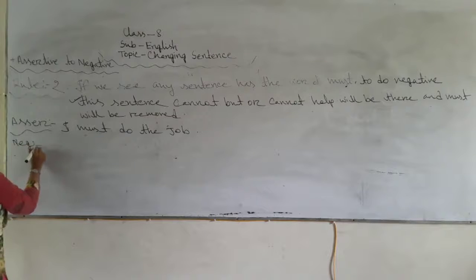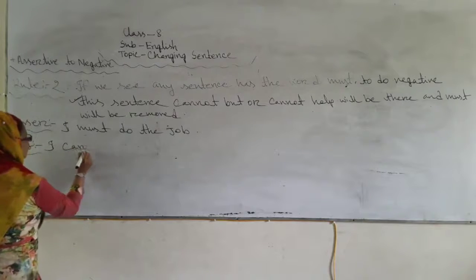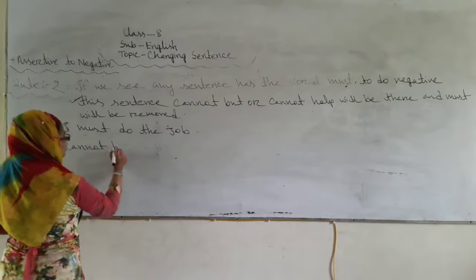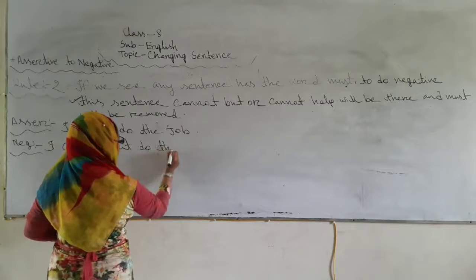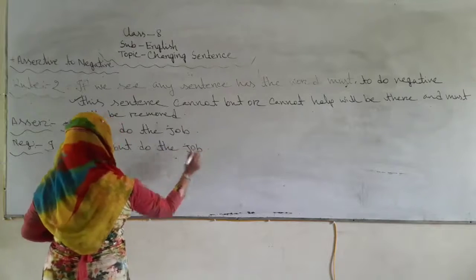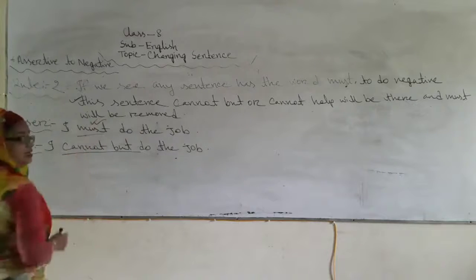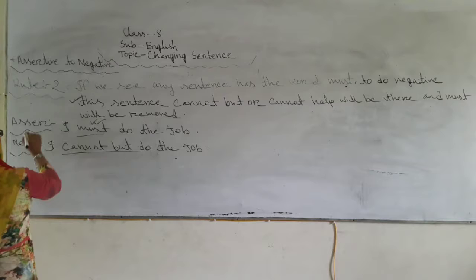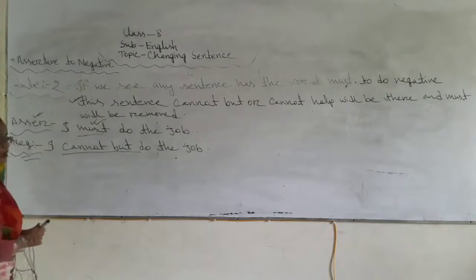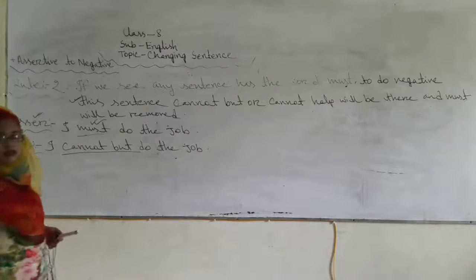I am now giving its negative answer. I cannot but do the job. Because of this must, I have used cannot but. This is the way how to change sentences from assertive to negative. Try to understand and write down in your paper. Okay, now I am discussing the other rule.